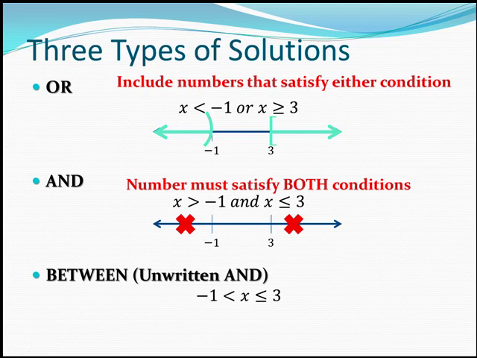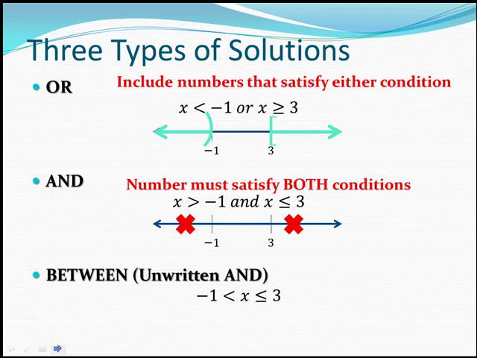For example, on the left of -1, we're going to have to throw out that segment because numbers to the left of -1 are definitely not greater than -1. While they might be less than 3, they still don't satisfy the x greater than -1 condition, so we have to throw them out. We also have to throw out things to the right of 3 because those numbers like 4, 5, and 6 are definitely not less than or equal to 3. They make the x less than or equal to 3 statement false.